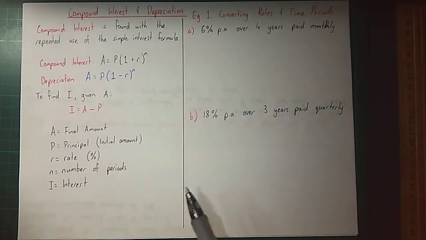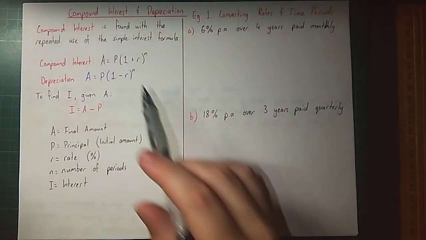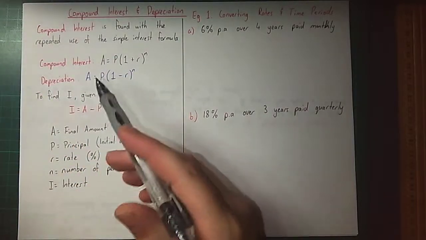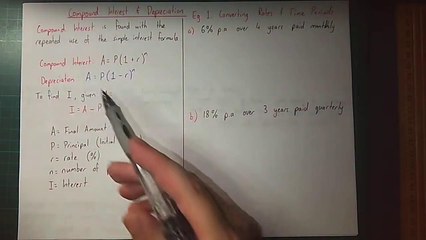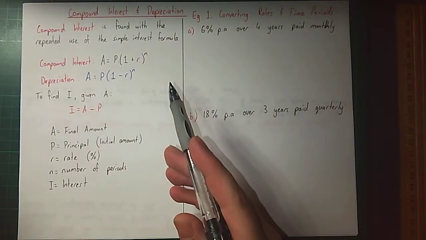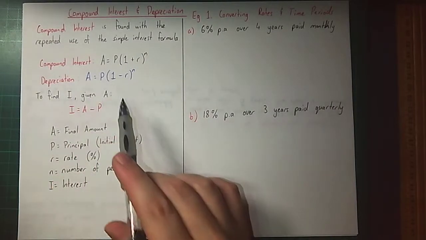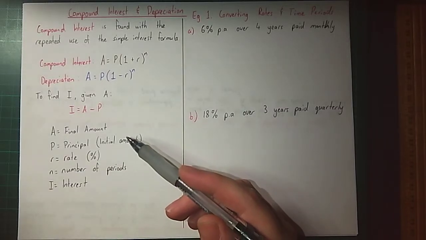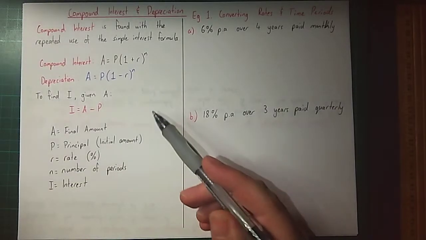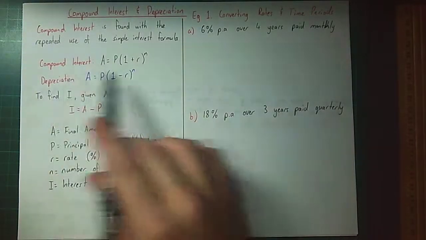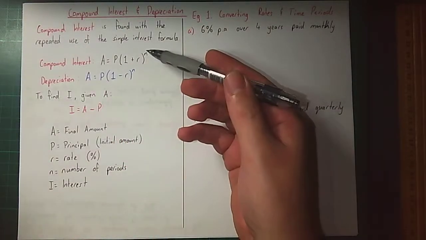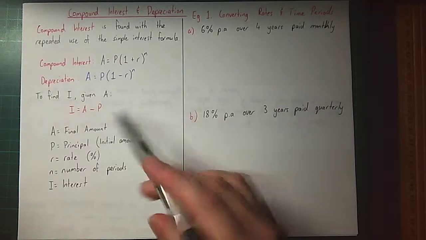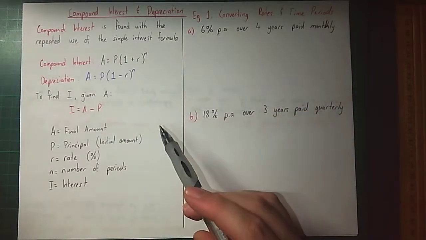In this video we're going to be talking about compound interest and depreciation. Now what compound interest is, it's found with the repeated use of the simple interest formula. So if you do the compound interest once, it's the same as what would happen if you use the simple interest formula once. However, if you did the compound interest to the power of, say, 2, which we'll get to in a second, that's like doing the simple interest formula twice, and so on and so forth.